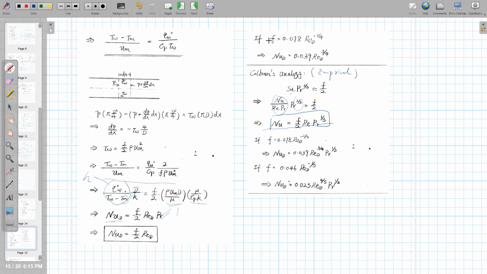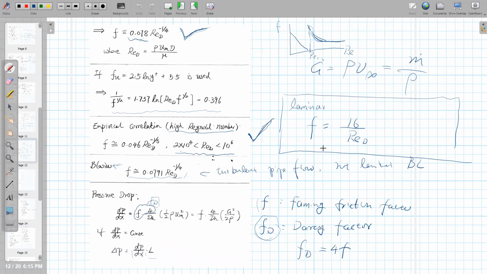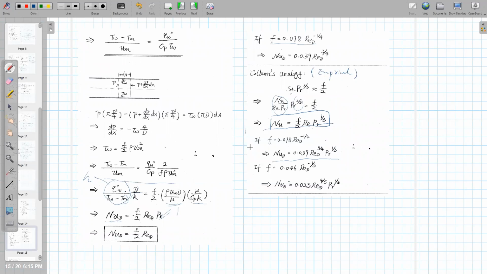Again, if you're using this as a result, this will be the solution. And if you use this empirical correlation for f, you will get this result. This is the more commonly used one in engineering analysis. The Nusselt number is 0.023 Reynolds number to the 0.8 Prandtl number to the 1/3. You will see this 0.023 very frequently for turbulent pipe flow.